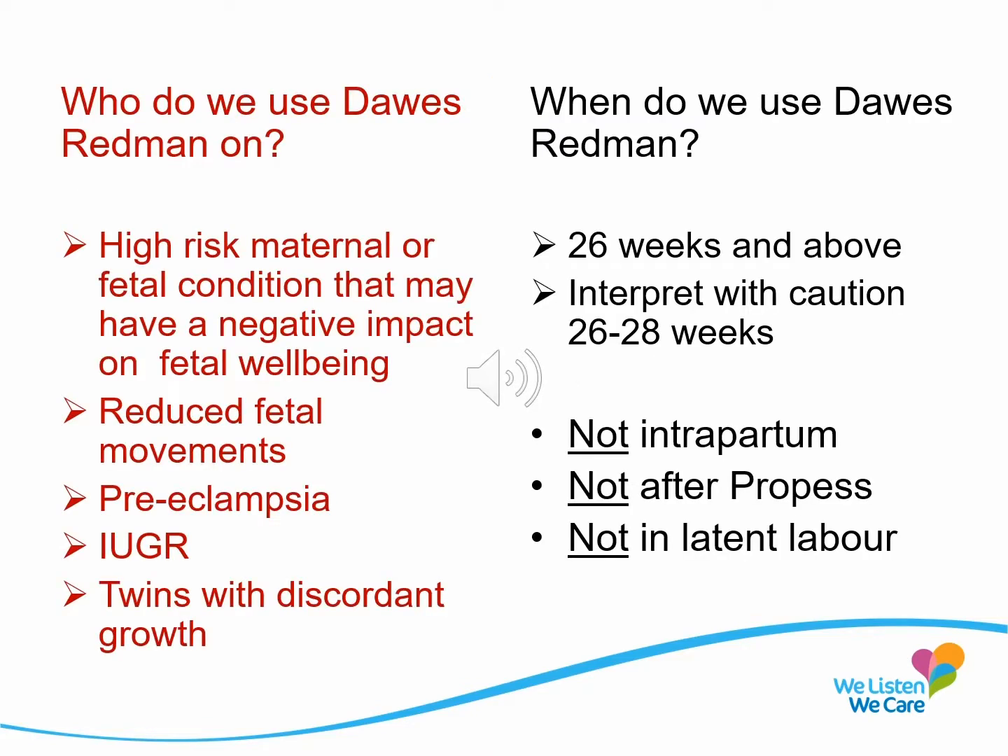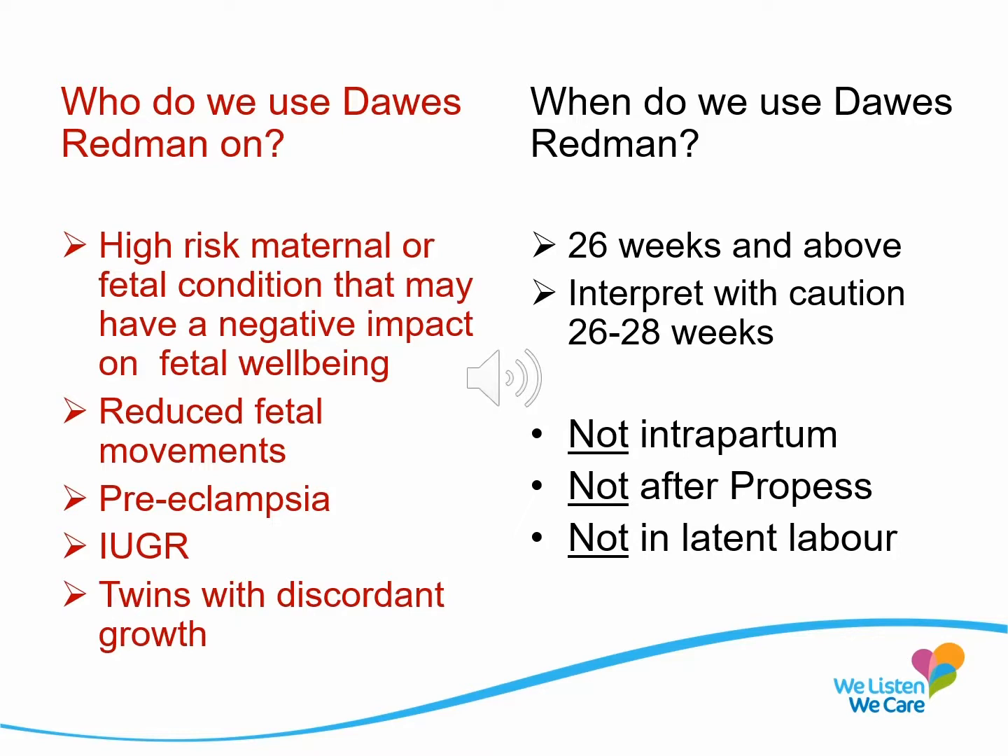So, what are the indications for using Dawes-Redman criteria or computerized CTG? We've already described the indications of antenatal CTG, especially in situations such as high-risk maternal or fetal conditions that may have a negative impact on fetal well-being. Dawes-Redman criteria is very helpful. It is also very helpful in reduced fetal movements and fetal growth restriction because it can identify a chronically hypoxic fetus. It is useful in twins with discordant growth and in preeclampsia.